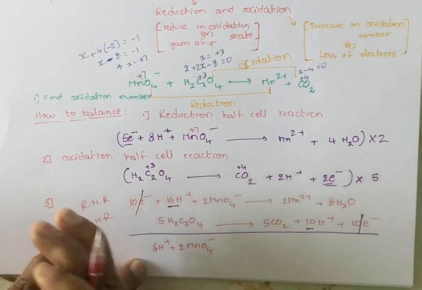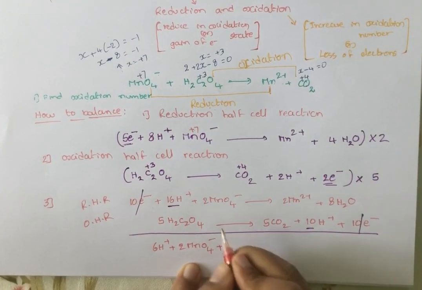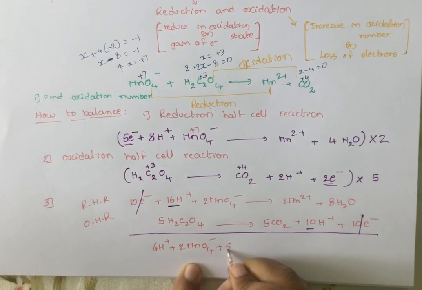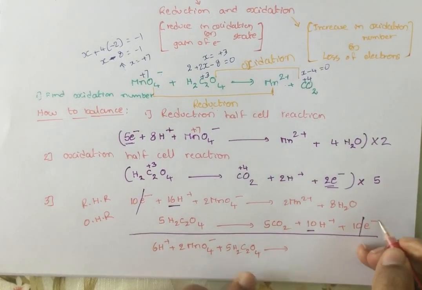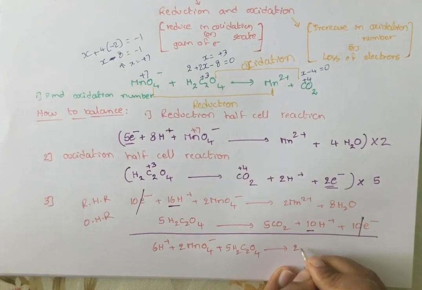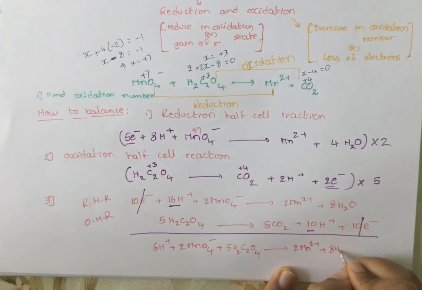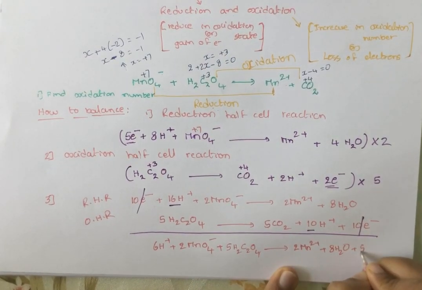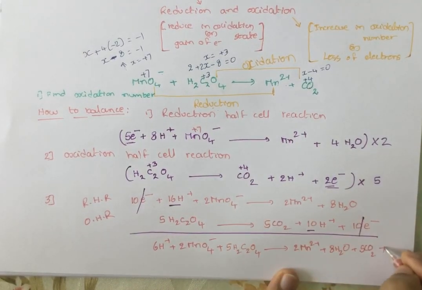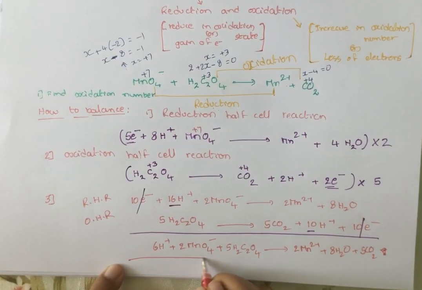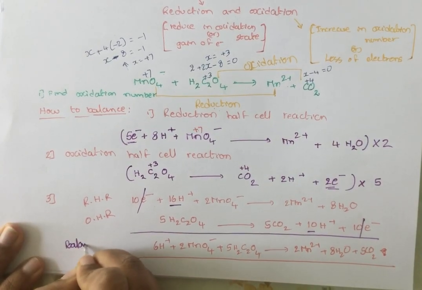From the left hand side, the same left hand side terms you have to write, and the right hand side terms. And what else do we have on the left hand side? 5 oxalic acids, H2C2O4. Next, on the right hand side, what are we left with? We are left with 2 Mn2+. Next, 8 H2O plus 5 CO2. Are electrons there in this reaction? No, they were already removed, so nothing is left over. This is the balanced redox reaction.